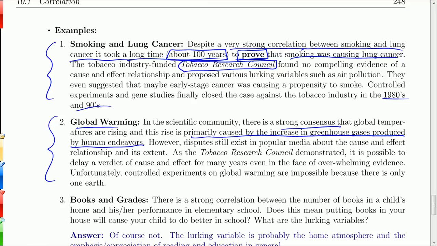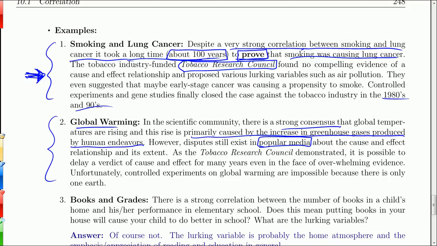However, the dispute about cause and effect still exists in popular media. On TV, you hear a lot in the media, they're like, well, no one's really proved that. And if we've learned anything from the smoking situation, it can take a long, long time to prove something.